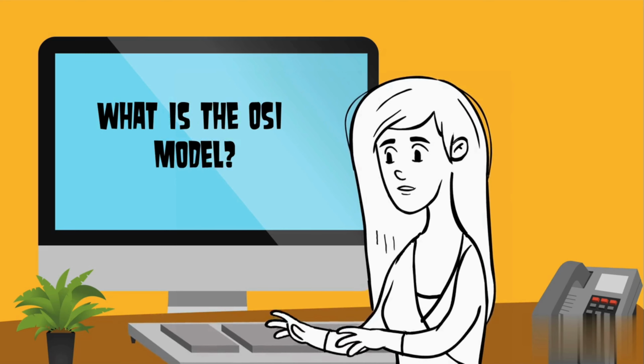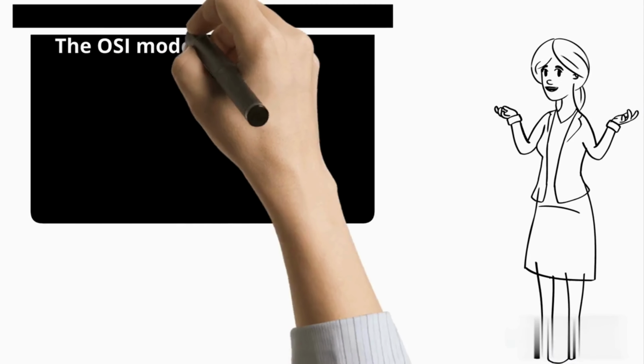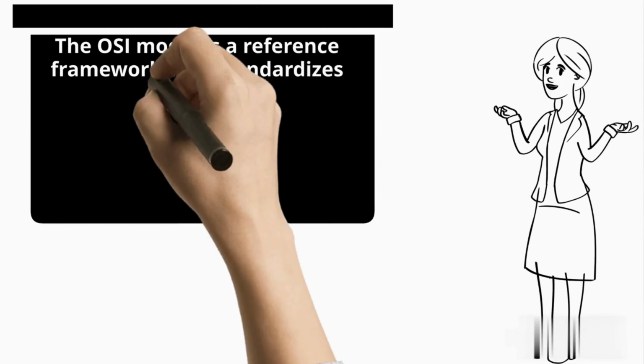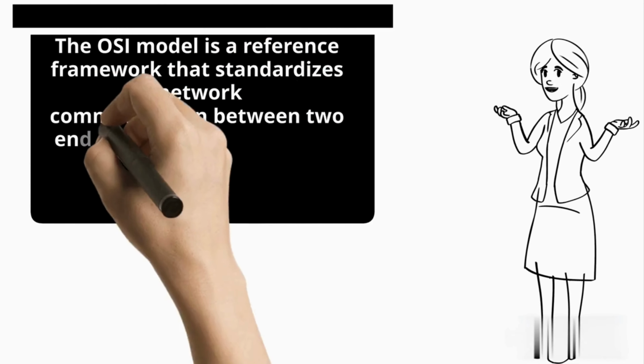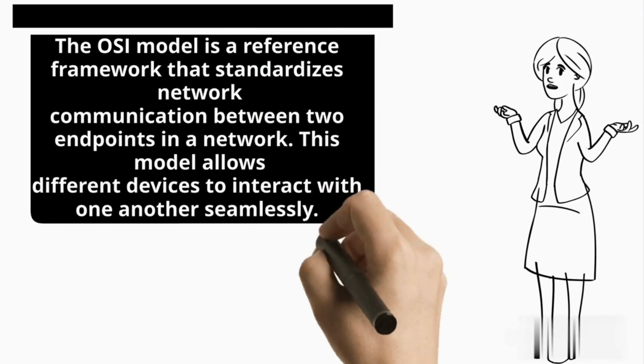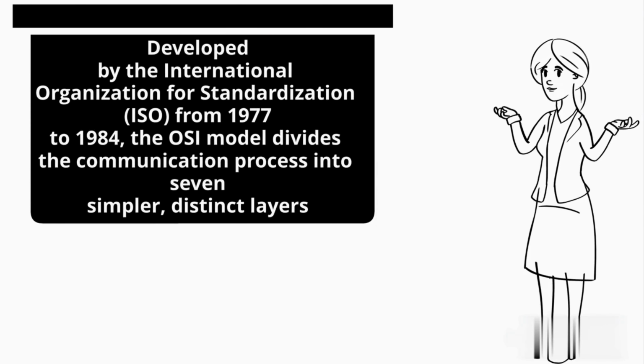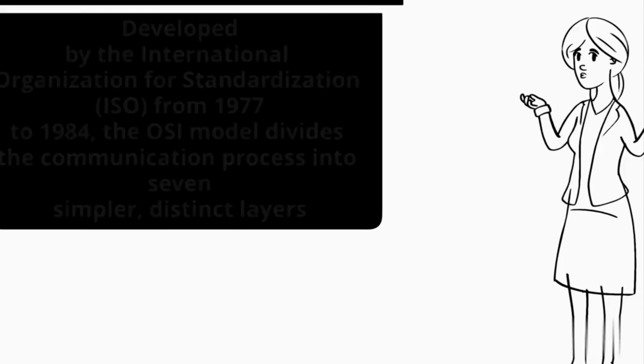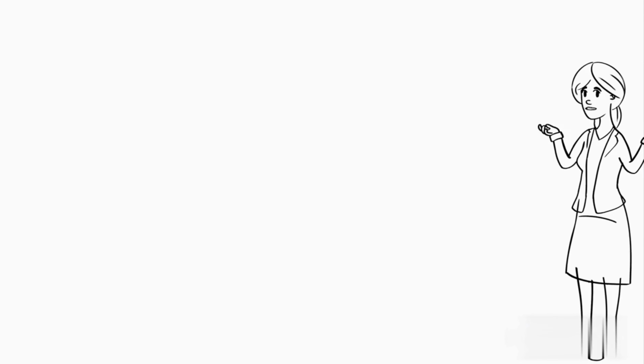What is the OSI model? The OSI model is a reference framework that standardizes network communication between two endpoints in a network. This model allows different devices to interact with one another seamlessly. Developed by the International Organization for Standardization, ISO, from 1977 to 1984, the OSI model divides the communication process into 7 simpler, distinct layers.